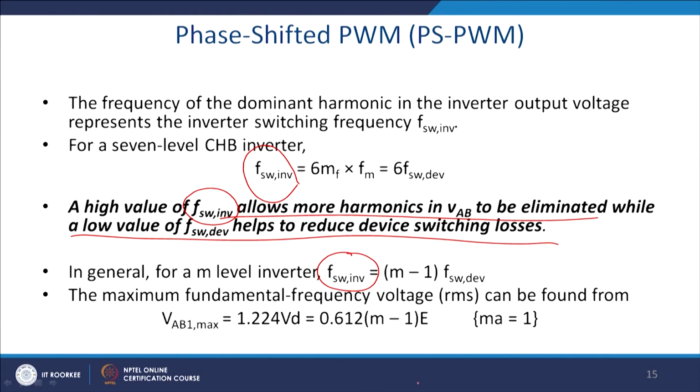In general, for an M level multi-level inverter, you can generalize that the switching frequency of the inverter will be (M minus 1) times the switching frequency of the device. So, the maximum fundamental RMS can be found. That is basically this much max, so it will be 1.22 V_dd, assuming that V_dd is basically V_dc by 2. So, essentially you get half of it, 0.612 (M minus 1) E. So, this is the level of voltage stress available across a switch.